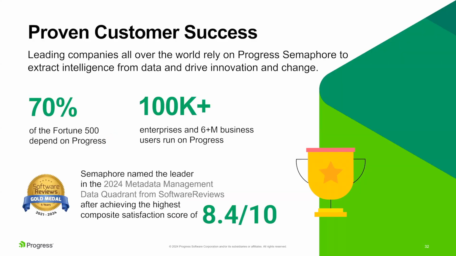And we have proven customer success. The Semaphore product has been around for 20 years, and Progress has been around for even more. 70% of the Fortune 500 depend on Progress. We have 100,000 plus enterprises and 6+ million business users running on Progress. And Semaphore has been named a leader in the 2024 metadata management quadrant for software reviews after achieving the highest composite satisfaction score of 8.4. And this is not the first time we've gotten great scores from them or Gartner.